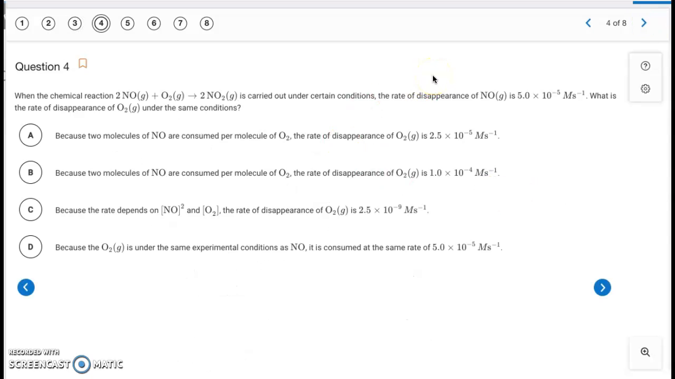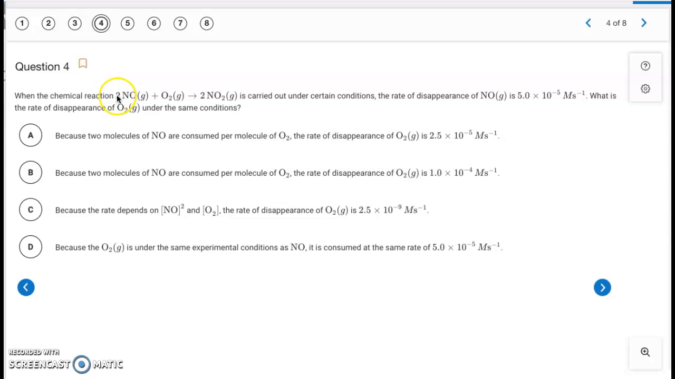All right, when the chemical reaction 2NO plus O2 produces 2NO2 is carried out under certain conditions, the rate of disappearance of NO is 5 times 10 to the negative fifth. This is moles per liter per second, or molarity per second. What is the rate of disappearance of O2 under the same conditions?